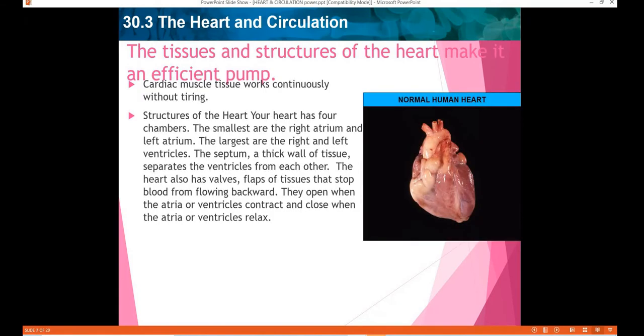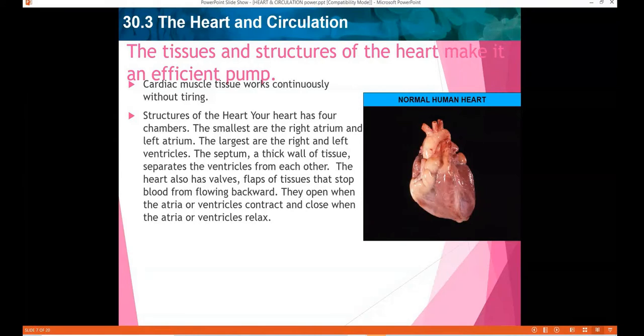The cardiac muscle tissue works continuously without tiring. From the time you are born till you die, it is the heart which works continuously without resting even for a single second. So the tissues and structures of the heart make it an efficient pump. Your heart has four chambers, which are two atria and two ventricles. The smallest are the right atrium and the left atrium, and the largest are the right and the left ventricles. The septum is a thick wall of tissue that separates the ventricles from each other, and the heart also has valves, flaps of tissue that stop blood from flowing backwards.